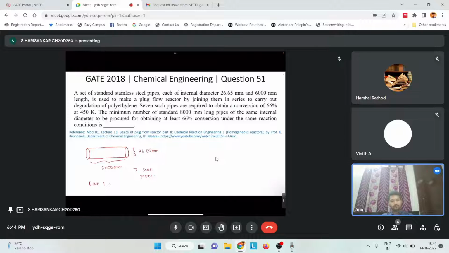Now what they are asking is, if instead of this stainless steel pipe, they use a pipe having the same inner diameter but different length, which is 8000 mm, but everything else is the same. So the inner diameter will be 26.65 mm, and even the reaction conditions and the reaction, everything is the same, even the conversion is also the same. So what we want to find is how many of such 8000 mm long pipes will be required to achieve at least the same 66% conversion.